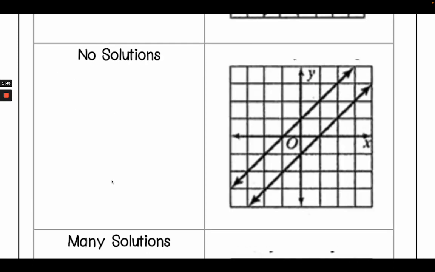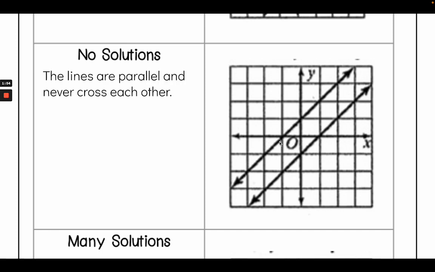Okay, let's go to no solutions. For no solutions, we have a system of parallel lines. These two lines are parallel and they never cross each other. So because they never cross, they will never have a solution. There's no solutions, they don't cross.